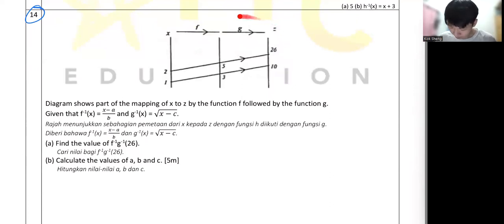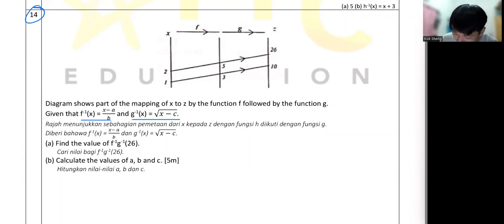Okay, you have the picture here. Let's see what you have in the sentence. The diagram shows part of the mapping of x to z by the function f followed by the function g. So you look at the picture here, from left to right, function f followed by function g. Okay, correct. And given f negative 1 of x and g negative 1 of x. This question is not too good. They give you a different function. This is f and g, they give you the inverse.